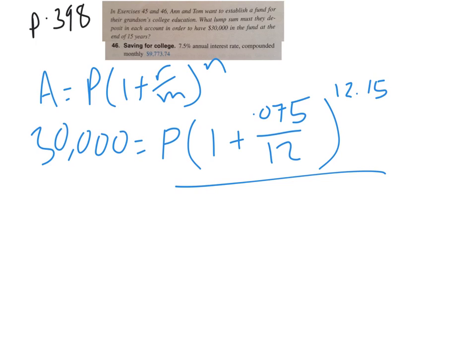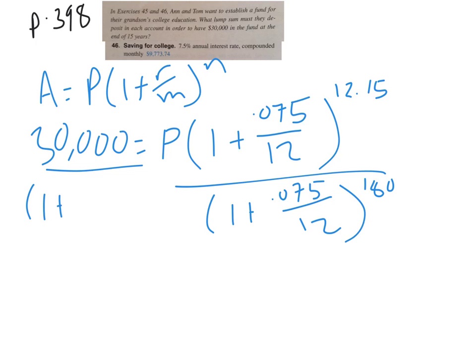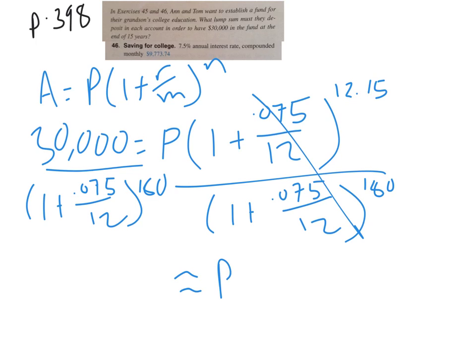Okay, so just like last time, if you want to solve this for P, you're going to have to divide both sides by this whole thing in parentheses: 0.075 over 12, and 12 times 15 is 180. And same thing over here. So it cancels out here, and P is about equal to whatever you get out of this, which I got 9,773.73.